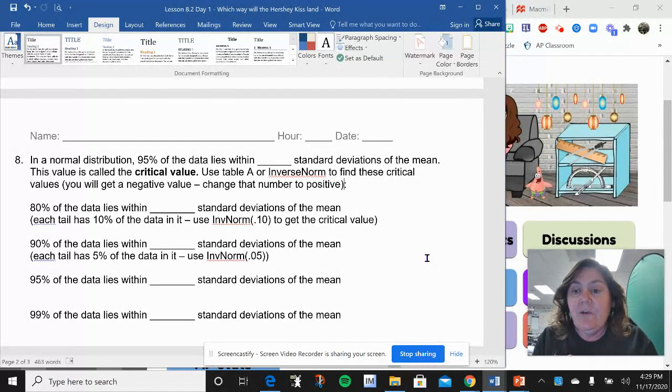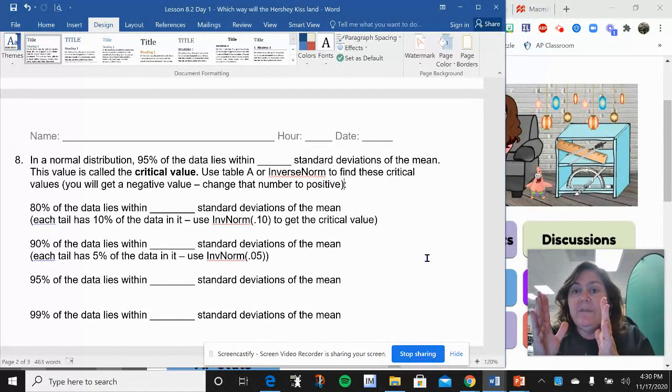You can either use table A or inverse norm on your calculator. I highly recommend inverse norm. It goes very quickly this way. I want you to find the critical value. So now you think about it. For the first one, 80% of the data lies within how many standard deviations of the mean?